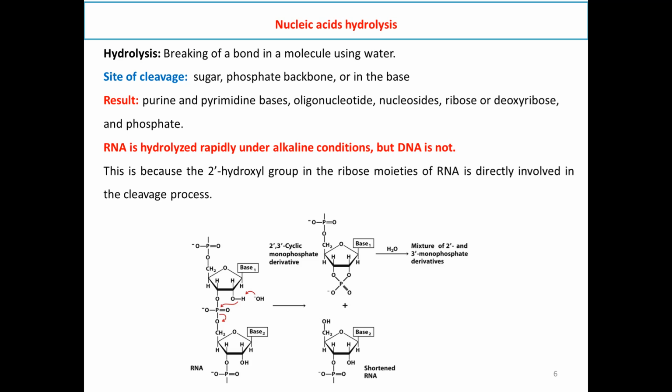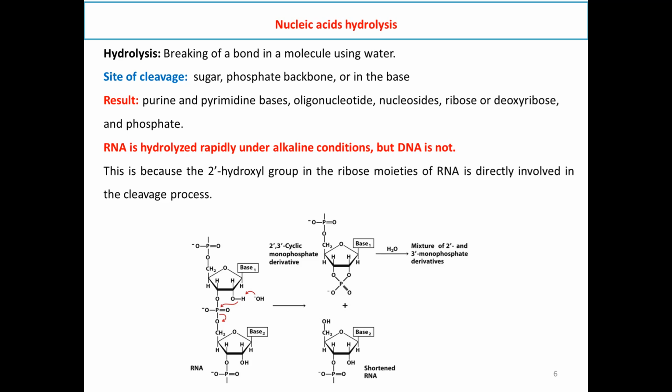The sugar phosphate backbone and the bases result in what? Purine and pyrimidine bases, oligonucleotides, nucleosides, ribose or deoxyribose, and phosphate groups will form. Because when a polynucleotide chain breaks down, there are different possibilities: either the phosphodiester bond may break down, or the nitrogen-sugar bond can be broken down, to form a variety of products.